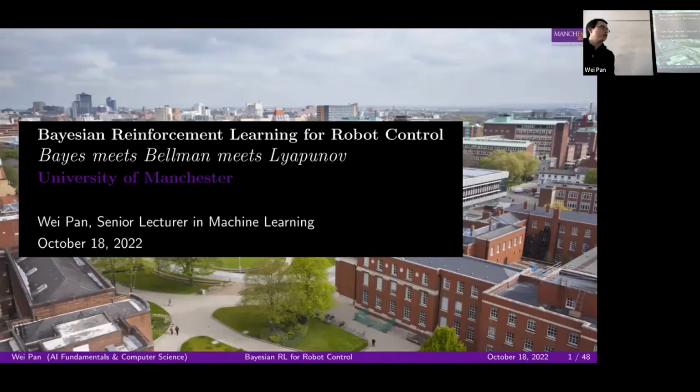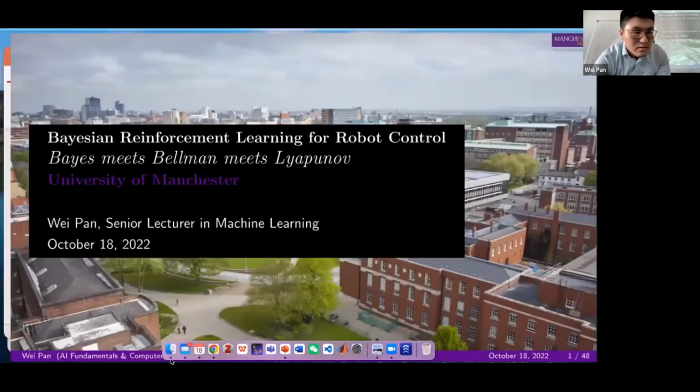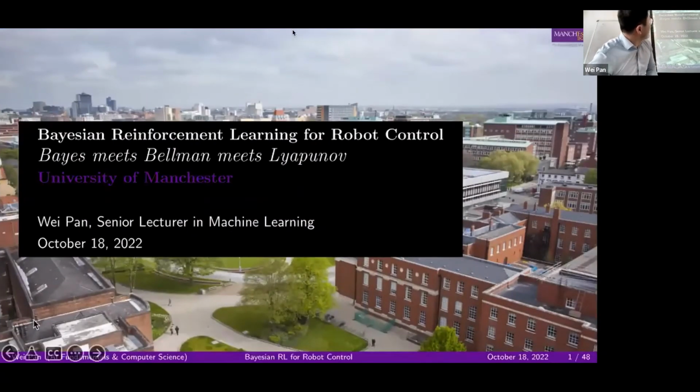Okay, thanks. I think we better move on to Wei, to be fair, so you both get the same amount of time. Wei started recently as a senior lecturer in machine learning, also in the Department of Computer Science. He's going to talk about Bayesian reinforcement learning for robot control. So over to you, Wei, if it's all working. Where to hide this? Is it working?